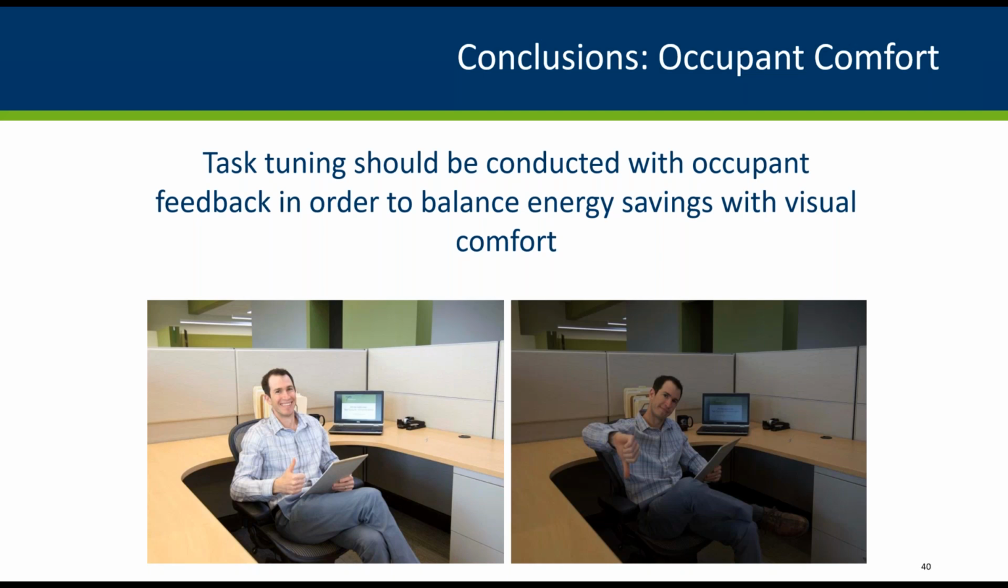Because of this complication, we recommend that task tuning be conducted with occupant feedback in order to balance energy savings and occupant visual comfort. Although this could result in lower immediate energy savings, it would increase energy savings persistence, as facility managers would be less likely to override tuned controls based on occupant complaints.